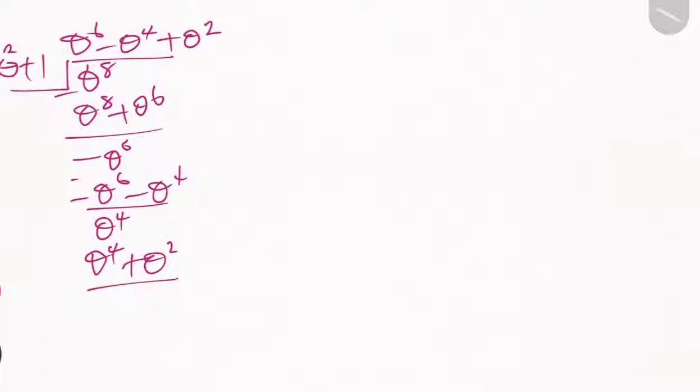Then if you subtract this, you have minus theta raised to power 2. Then minus theta raised to power 2 divided by theta raised to power 2 is just minus 1. Then minus 1 times theta raised to power 2 is just minus theta raised to power 2. Then minus 1 times 1 is just minus 1. So you just have 1 as the remainder.